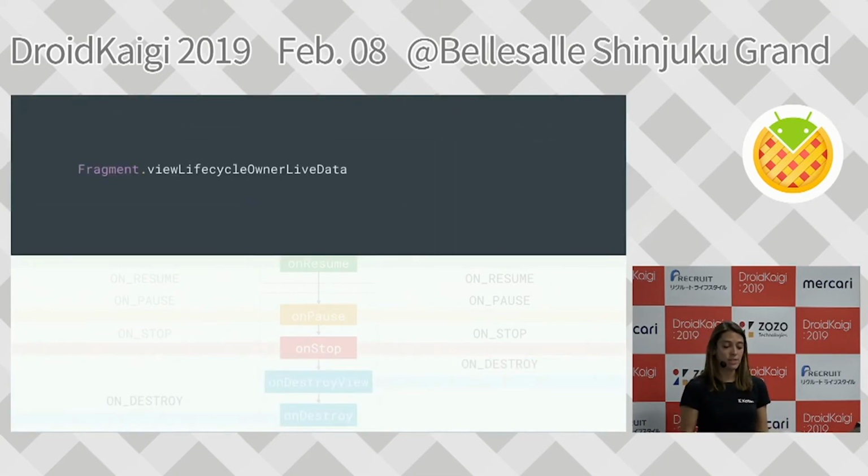So if you're interested in receiving a callback when the fragment's view lifecycle is available, consider using this method, the ViewLifecycleOwner LiveData.